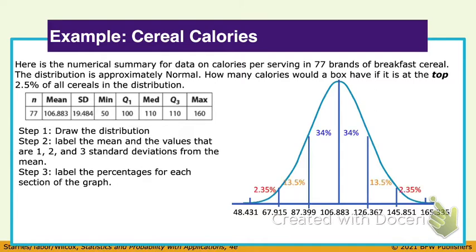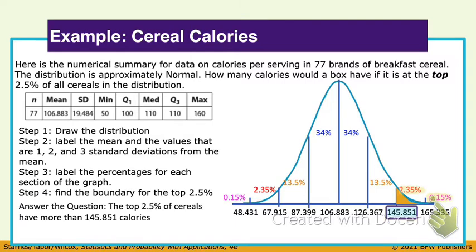Oh, well, I labeled all the percentages on this one. But the top 2.5%, so where's it at? What is the cereal box calories that are at the top 2.5%? Yep. Perfect. 145.851.